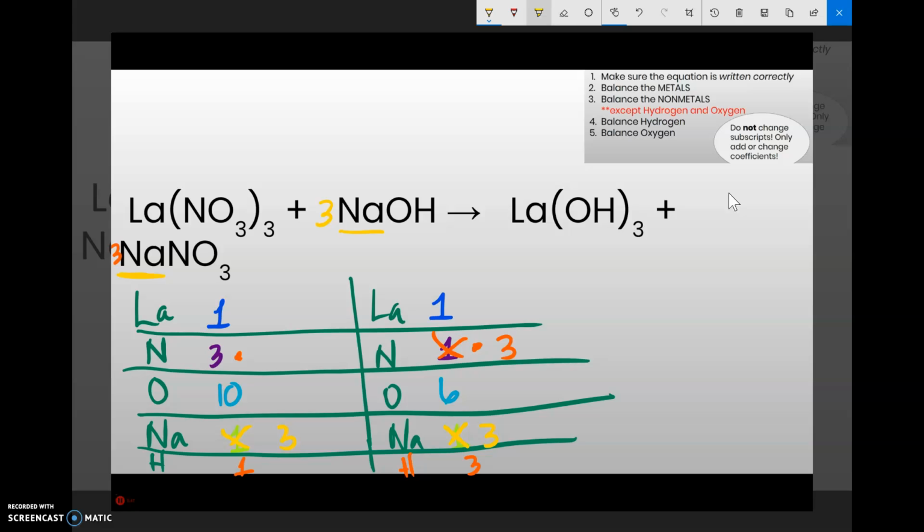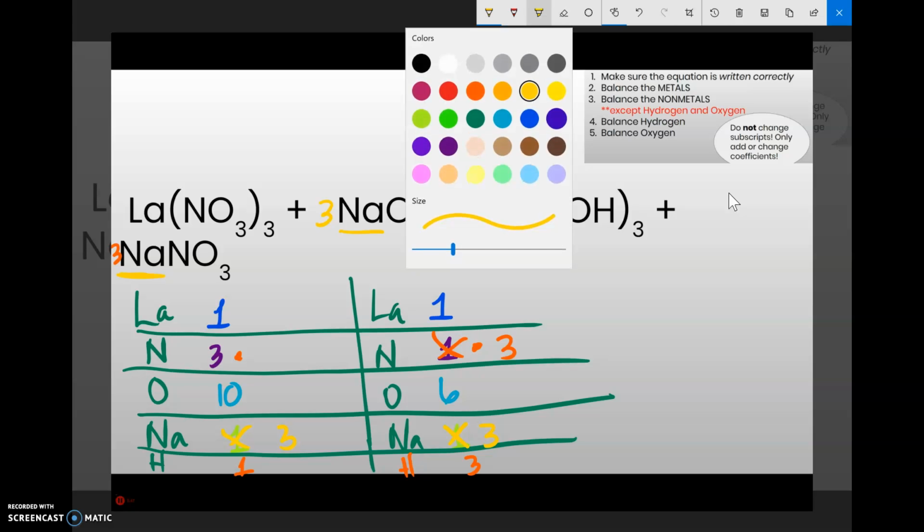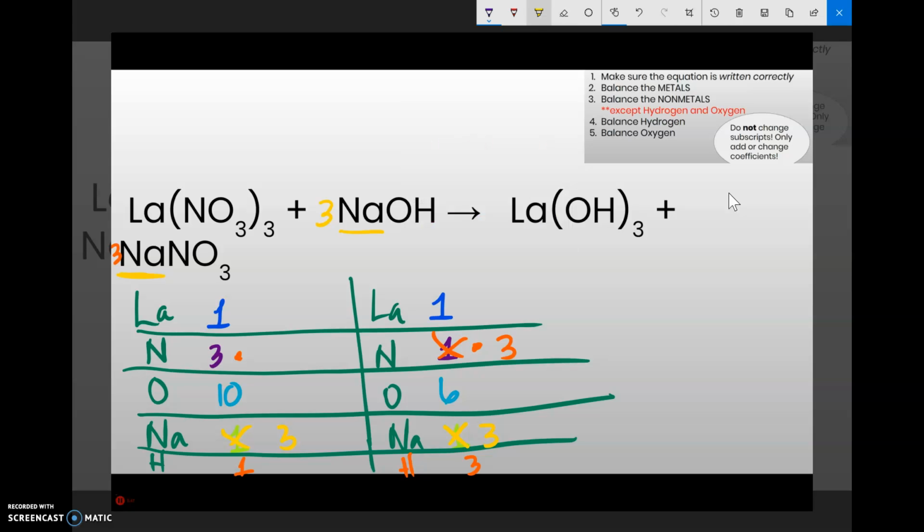Okay, now let's double check our hydrogens. Our hydrogens here, now we have 3 because remember that distributes behind. So now on the reactant side we have 3. On the product side we have 3 still. So that's fantastic. Okay, now it's time to check the oxygen. Okay, I'm just going to get rid of that.